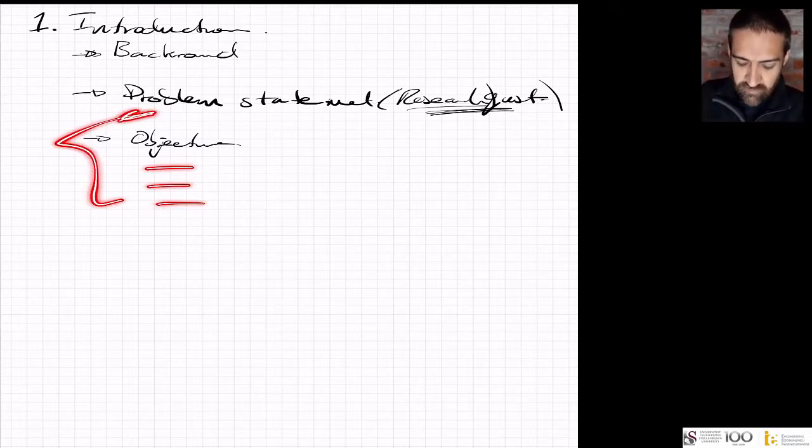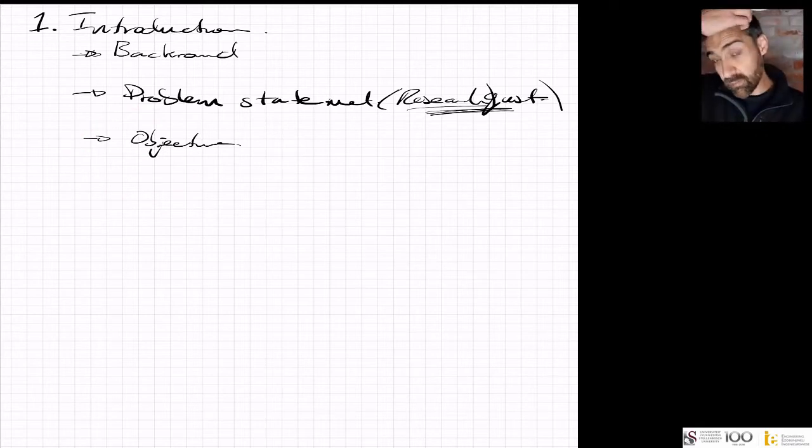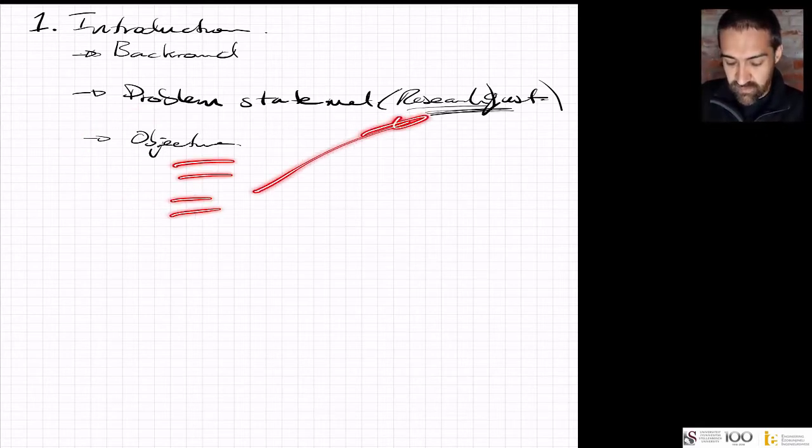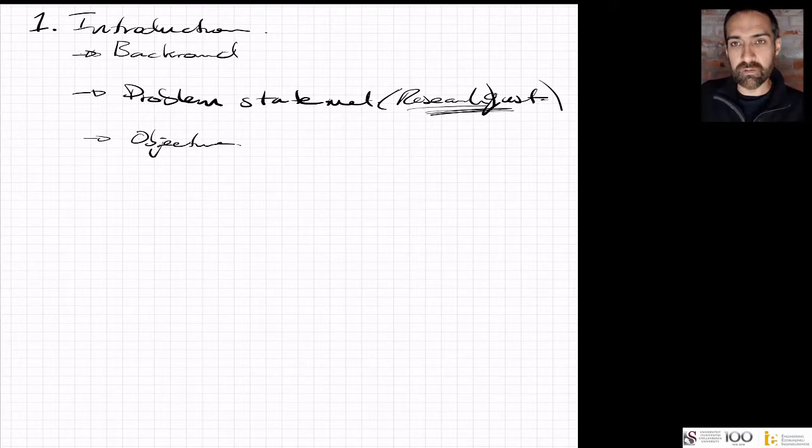By achieving these objectives, I am addressing that problem statement. By achieving these objectives, I'm answering a research question. All right. So you can have 1, 2, 3, 4, 5 objectives. You can have sub-objectives if you really wanted to. I've even seen people put requirements in here. The important thing is that this is what you will be measured against.